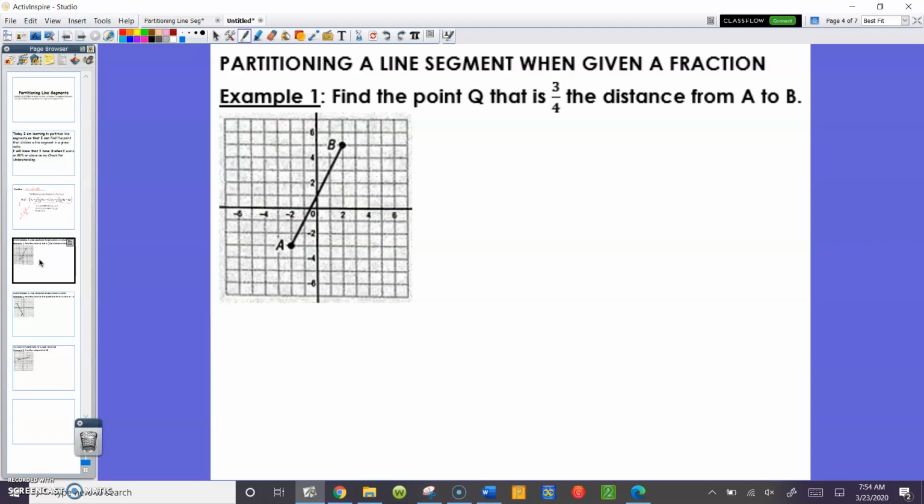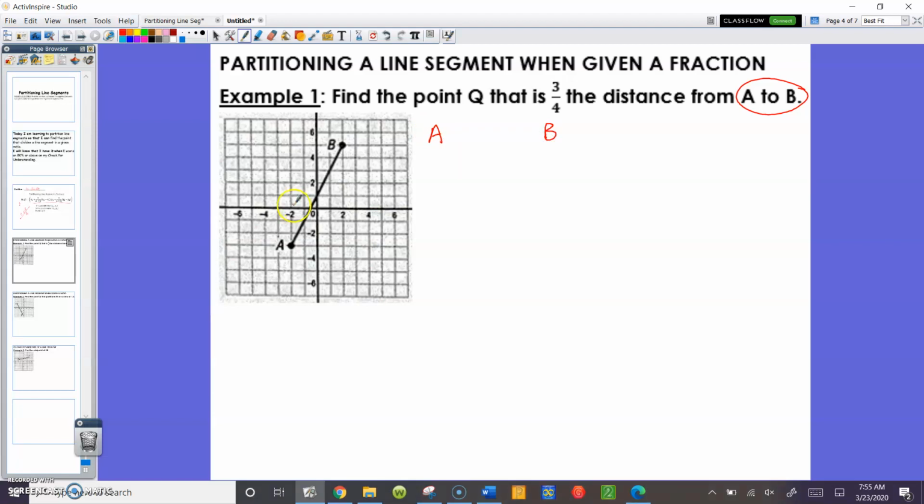First, we'll look at partitioning a line segment when given a fraction. Example 1, find the point Q that is 3/4 the distance from A to B. So the first two pieces of information that we need are our ordered pairs. We are told that we are going from A to B, so this is the order that our ordered pairs need to be listed in.